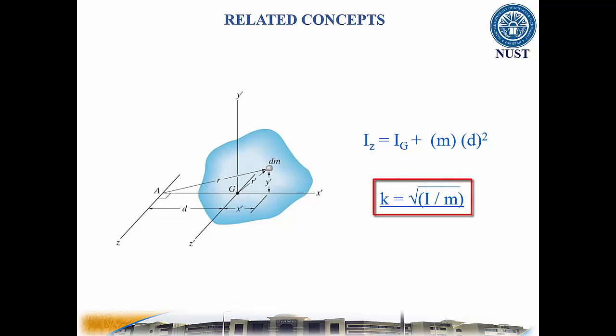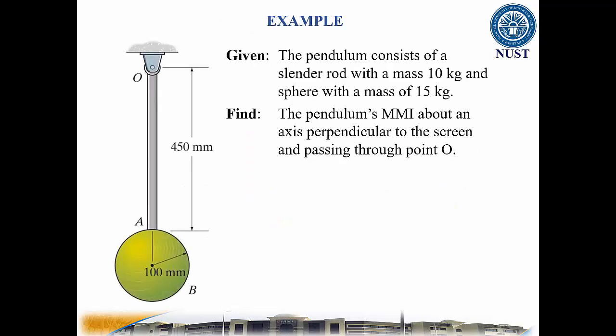Finally, the mass moment of inertia can be obtained by integration or by the method of composite bodies. The latter method is easier for many practical shapes. Let's consider this example in which a pendulum consists of a cylinder rod with a mass of 10 kg and a sphere with a mass of 15 kg, and we are asked to find the pendulum's mass moment of inertia about an axis perpendicular to the screen and passing through point O.